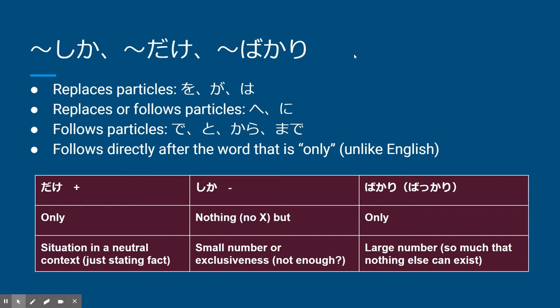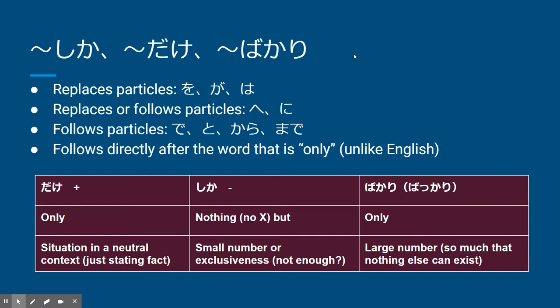I will only go to Disneyland. And then of course it follows the particles で to から, まで. 私は日本までだけ行きます。I will only go up to Japan or only until Japan.